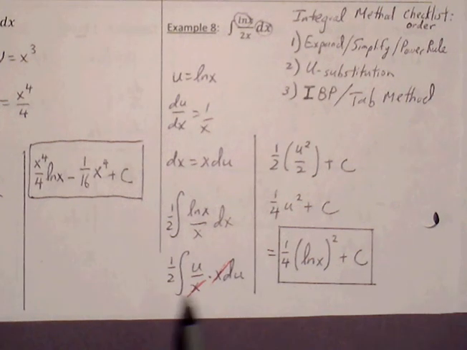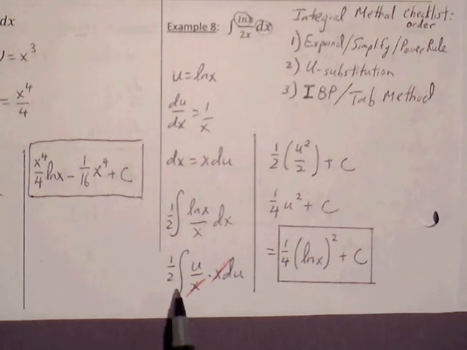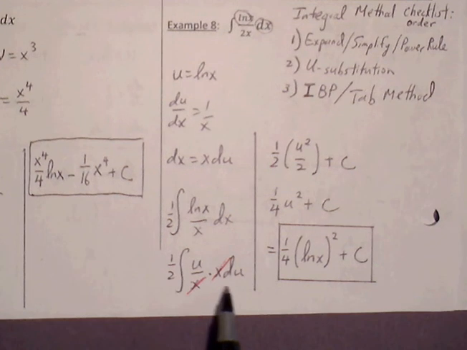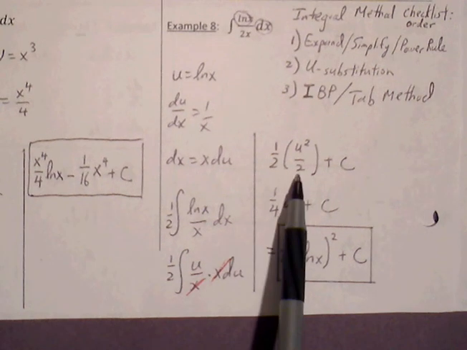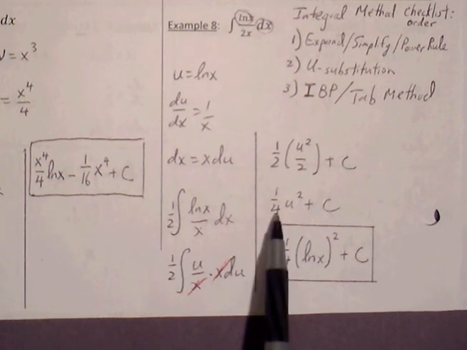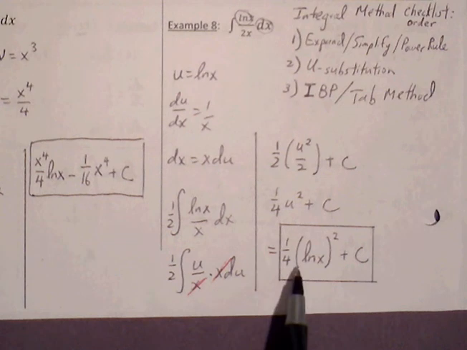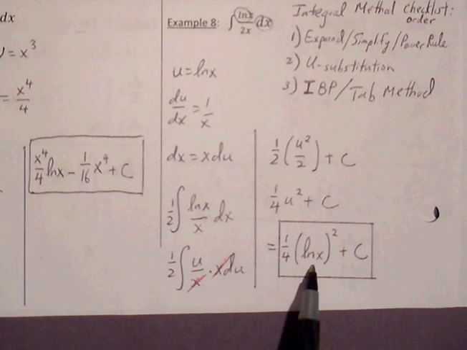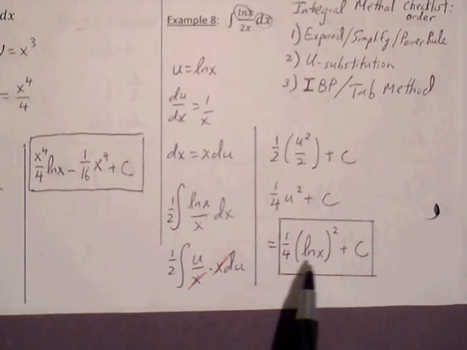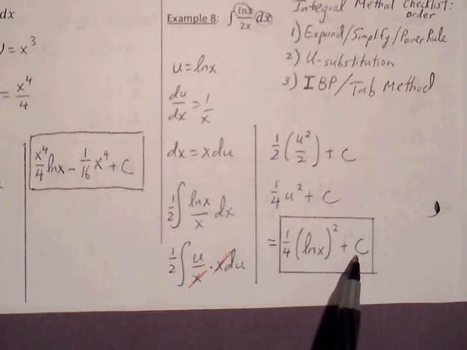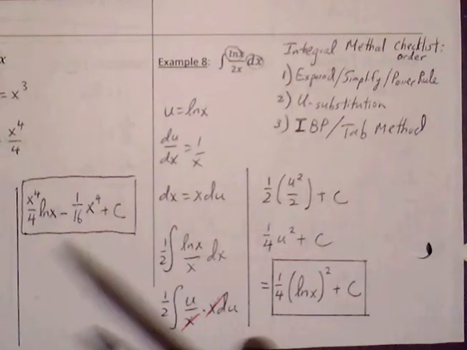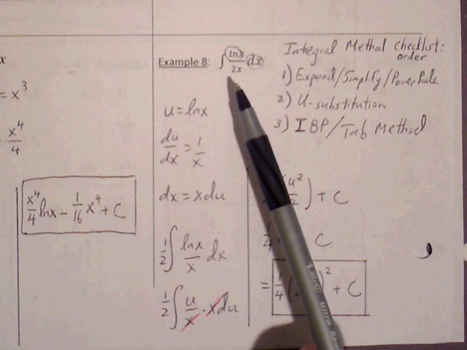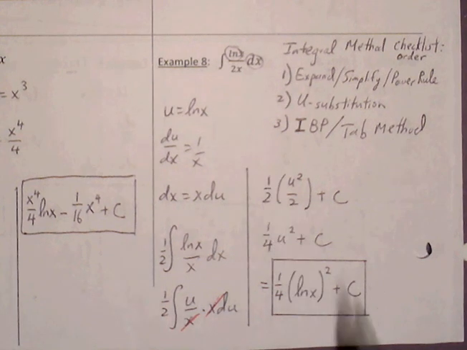So then x is canceled out. We have a rule that we can apply, which is power rule. So then u becomes u squared over 2. Multiply this through, we get 1/4 u squared plus c. And then finally replace our u value back in terms of our original variable: 1/4 natural log of x quantity squared plus c. So this goes to show that U-Substitution is the appropriate way to solve this problem, and integration by parts is not going to be able to solve this problem for us.